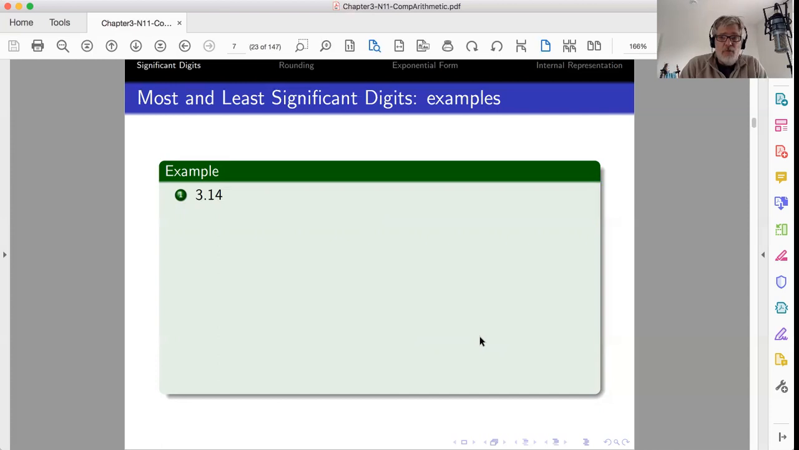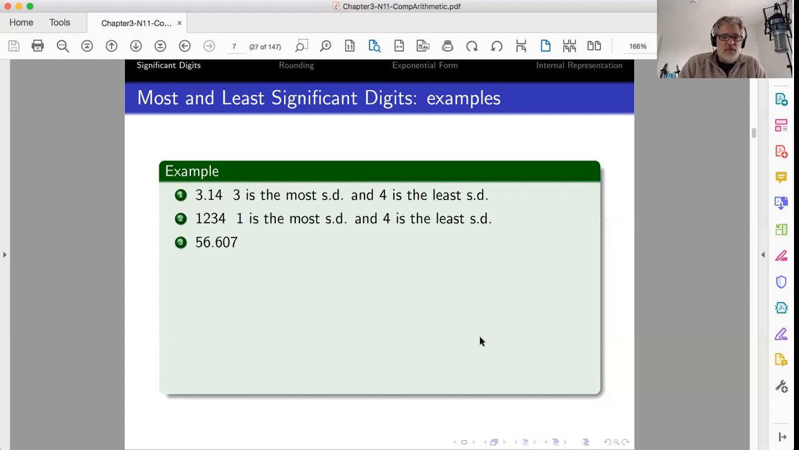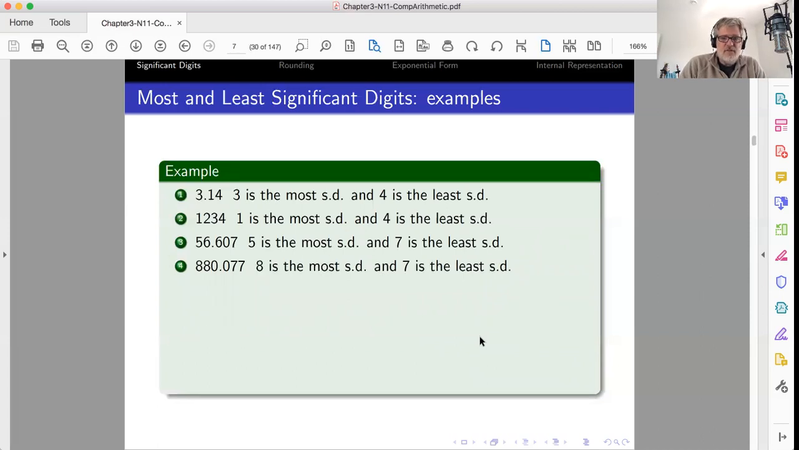So 3.14, we agreed that these are all significant. So 3 is the most significant digit and 4 is the least one. 1, 2, 3, 4. Again, this is easy. 1 is the most significant digit, 4 is the least. 56.607, everything is significant here, so 5 is the most significant and 7 is the least. Again, here everything is significant, so 8 is the most significant digit and 7 is the least.